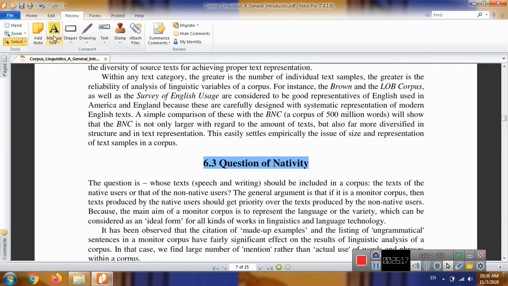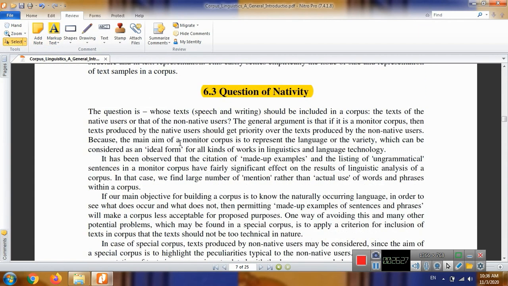Another matter is the question of nativity. The question is, whose text, speech and writing should be included in a corpus? The text of the native users or that of the non-native users?